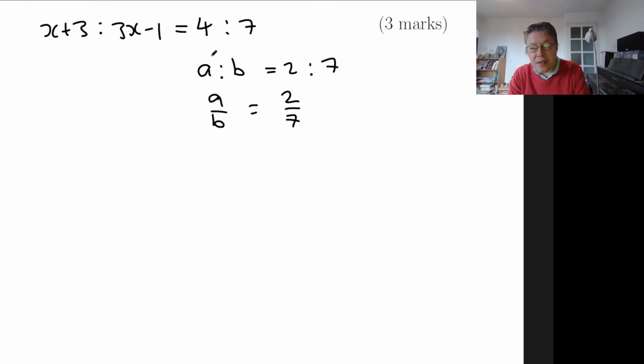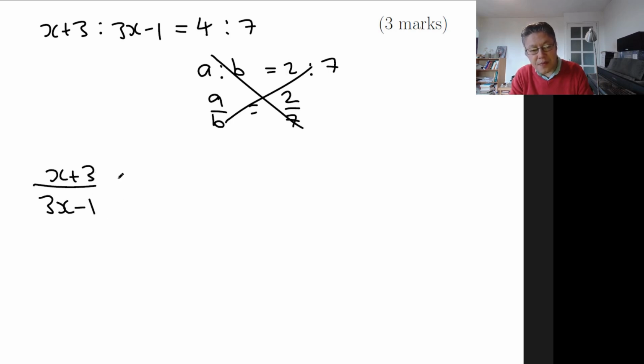So if I just get rid of this, so over here let's convert this ratio into an equation. You do x plus 3 over 3x minus 1, that's that over that, equals this over this, so that would be 4 over 7. And now that it's been turned into an equation, we can just solve this. So we'll begin by cross multiplying.